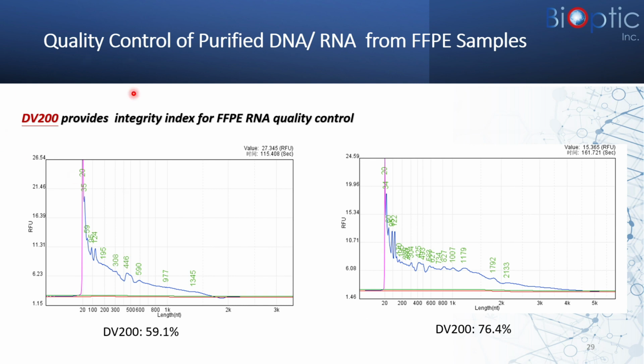DV200 is a new integrity index for FFPE RNA sample quality control in recent years. DV200 presents the percentage of RNA over 200 nt in the sample. Here are two FFPE RNA samples which are analyzed by QSAP. And we can see QSAP can provide the DV200 value for each sample automatically after analysis.